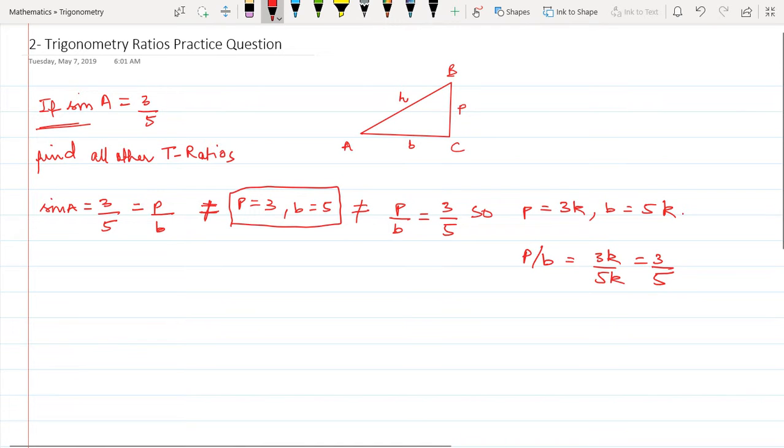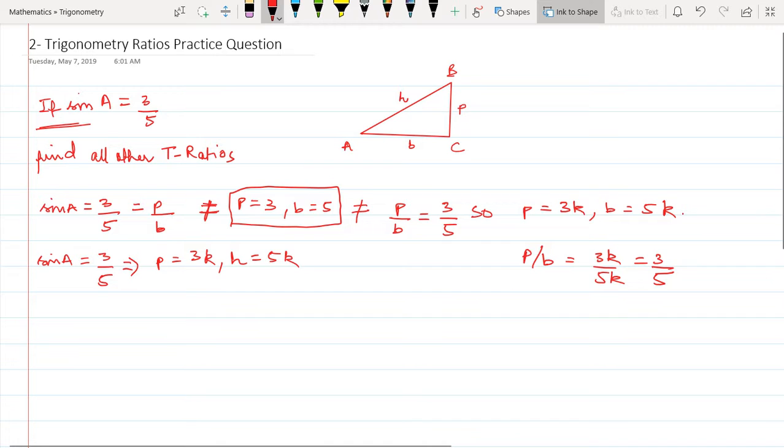You have to remember this really well. It just means that the ratio is 3 upon 5. Now you have to remember that if sine of A is equal to 3 upon 5, this means that I can take perpendicular as 3k and my hypotenuse as 5k.